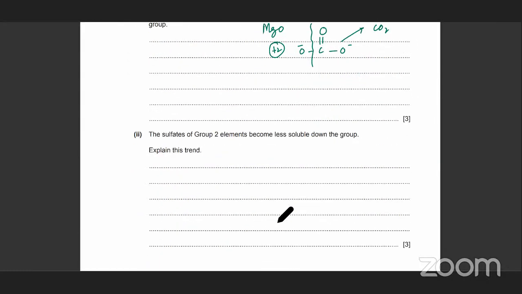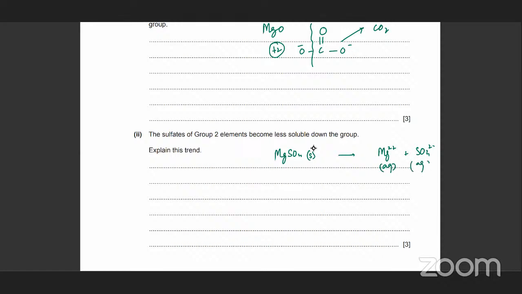And so this one, why? And this is also a very typical question: why do the sulfates become less soluble down the group? The reason they become less soluble is because the solubility of sulfates depends on two things. If you're trying to dissolve a sulfate and turn it into aqueous ions, Mg2+ and SO4 2-, there are going to be two things that you need to do.